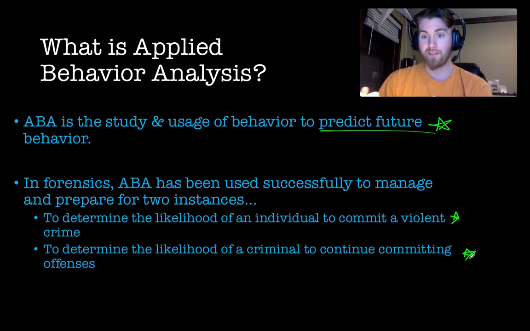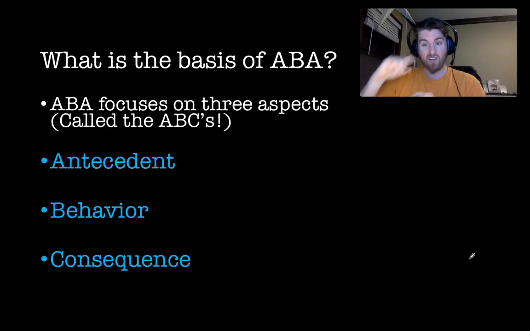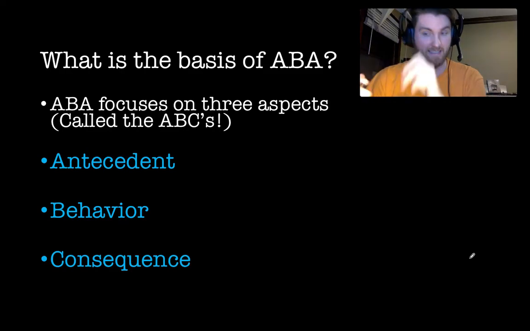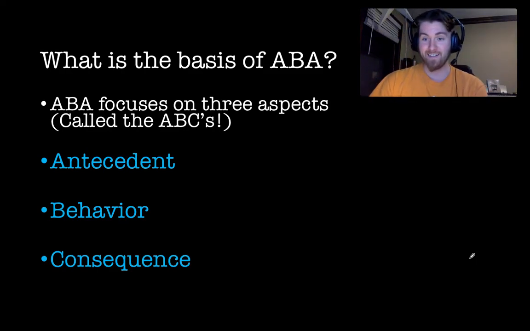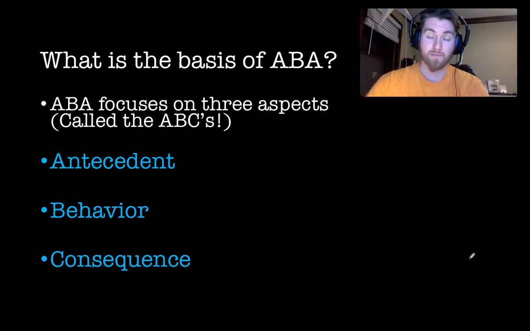We're going to go through a couple of different examples and then we're going to call it a day. So, ABA is based off of three things. It's called the ABCs, and it makes it a lot easier for all of us to understand. These three things are antecedent, behavior, consequence. Every single crime, or rather every single action, not necessarily just crime, can follow these three.